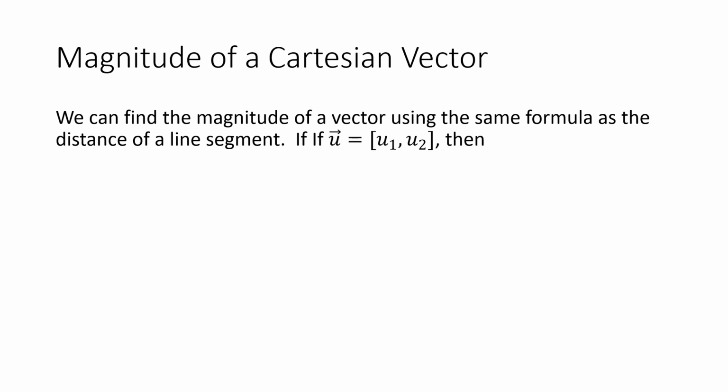All right, let's look at the magnitude of a Cartesian vector now. The magnitude of a Cartesian vector is found using the same formula as the distance of a line segment, right? So just think of the magnitude as the length of the vector. And if you guys remember, the formula for the distance of a line segment is basically just found using the Pythagorean theorem, right?